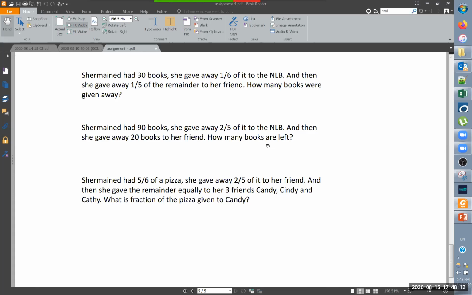Equally to 3 friends. That's not a question. Split to 4, split to 2, split to 3. So what do you do when you split to 3? Very good. You divide by 3. What's the answer? 1/6. Very good.